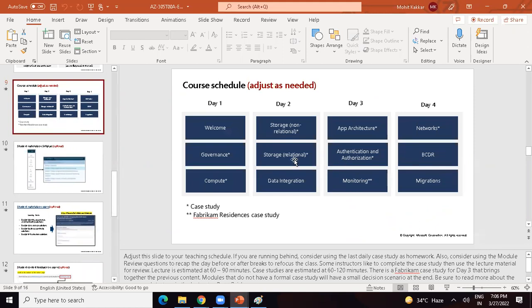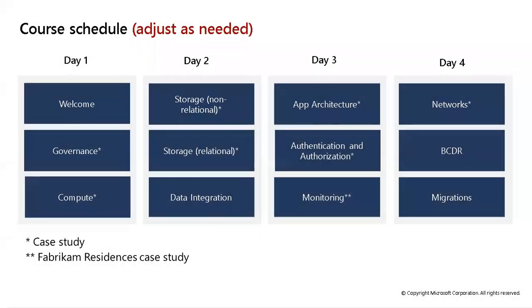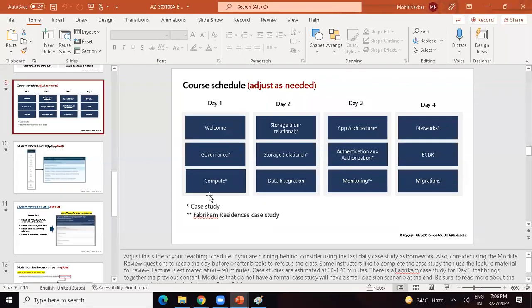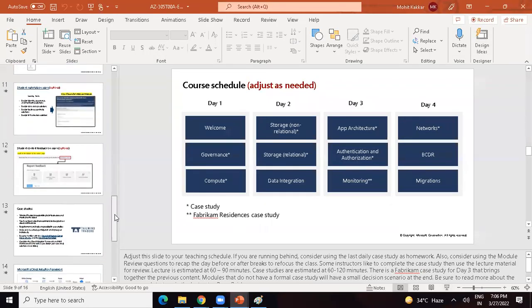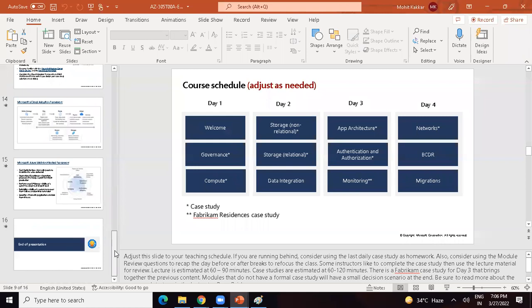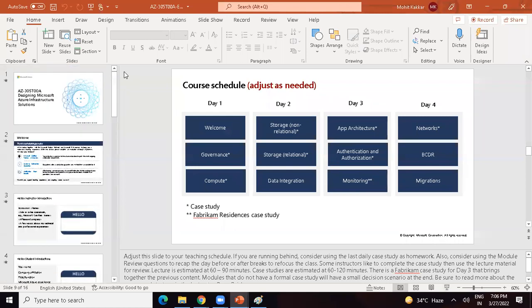Okay, so sir, this is what we will be covering. We'll be covering governance, compute. Okay, let me share this in this manner. I hope you can see it. Governance, compute, storage, relational, non-relational, data integration, app architecture, authentication, authorization, monitoring, networks, BCDR. BCDR is business continuity disaster recovery, and migrations. This is majorly what we will be covering. If you want the names of the modules, I can show you the names of the modules as well, right? That is what we will be covering.